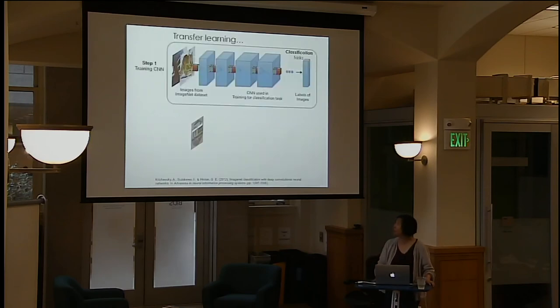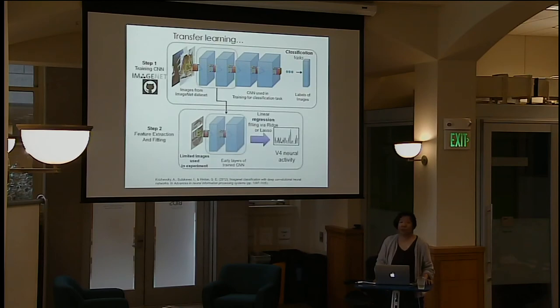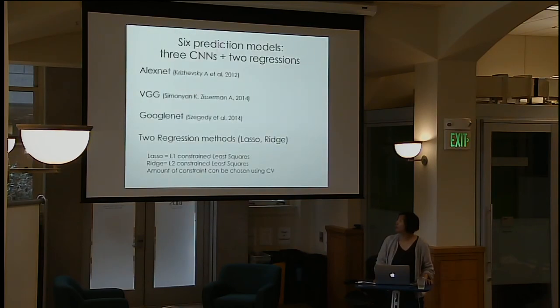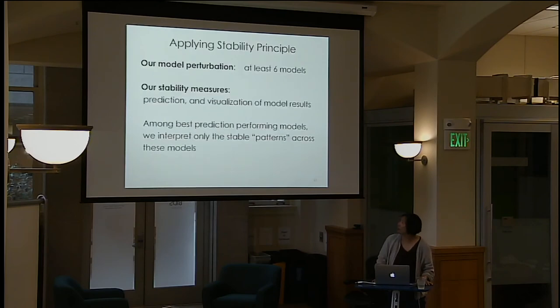So back to this. One question is, now I have three deep learning nets from the same data by different groups using the same data. Which one do I use? Right? And then for regression, for the second part, after the feature extraction, at least I can do L2 penalized regression or L1 penalized regression. So I have two. So easily I got six models. So now I'm going to use prediction and visualization as my stability measure to reach some consensus.